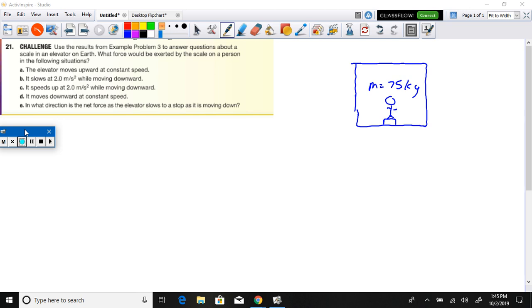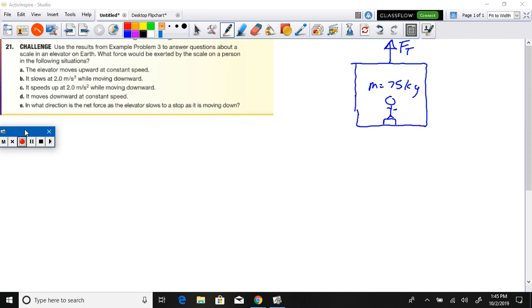So when we draw these pictures, do we have to include all the forces? We do. So what's holding up the elevator? Cables. Do cables have tension on them? So you have to write force tension, Ft. Does the person have weight?